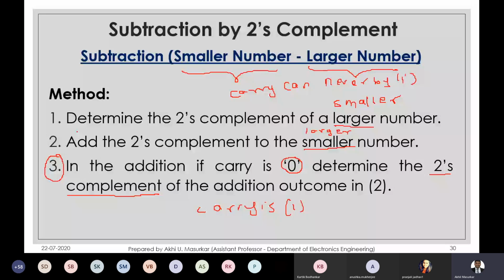Okay. So let's go ahead and see one example. We forgot the 4th point, that whatever result you get, it is simply negative. You can add the 4th point in the method.